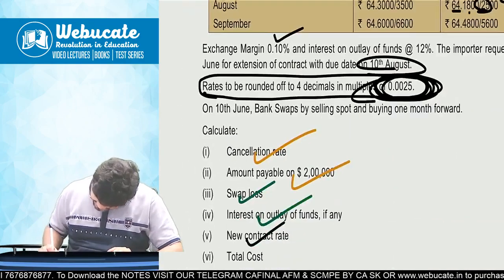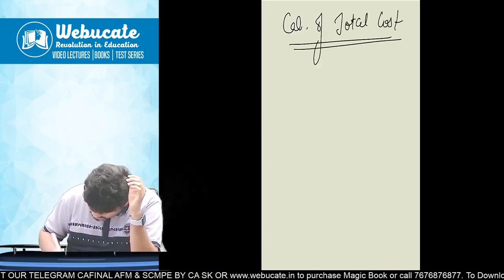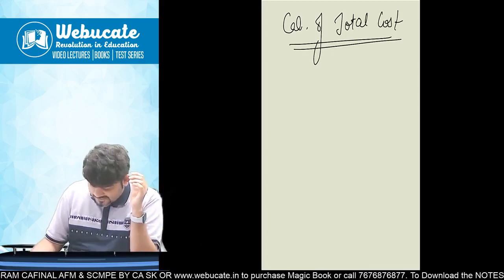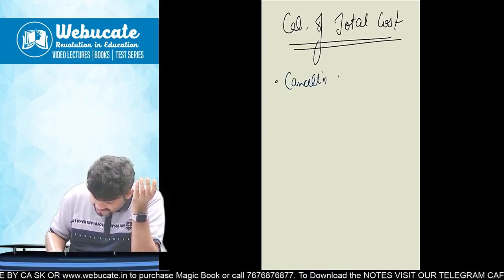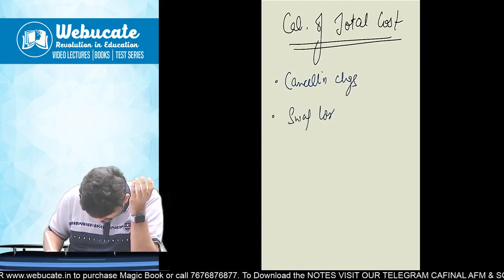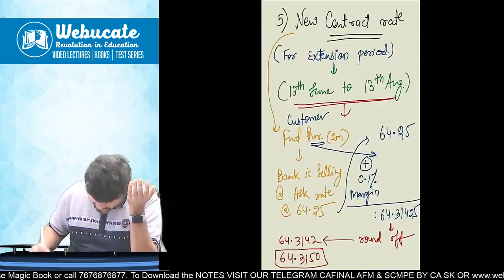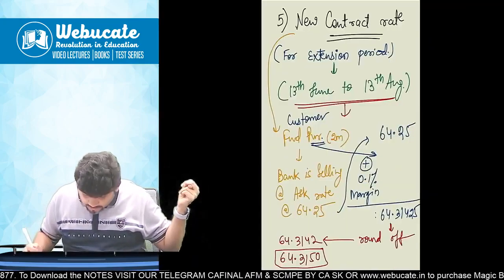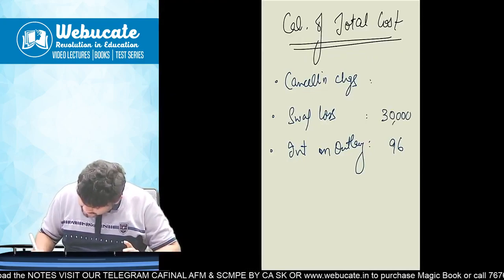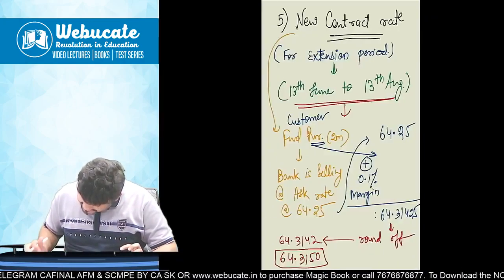Now, finally, total cost. Now we have to calculate the total cost. Calculation of total cost. So, I think we are almost done. Cancellation charges are there. Swap loss is there. Then there is this interest on outlay. Anything else is there or what? 96 swap loss. 30,000. Swap loss 30,000, and then we have the cancellation charges 156,500.